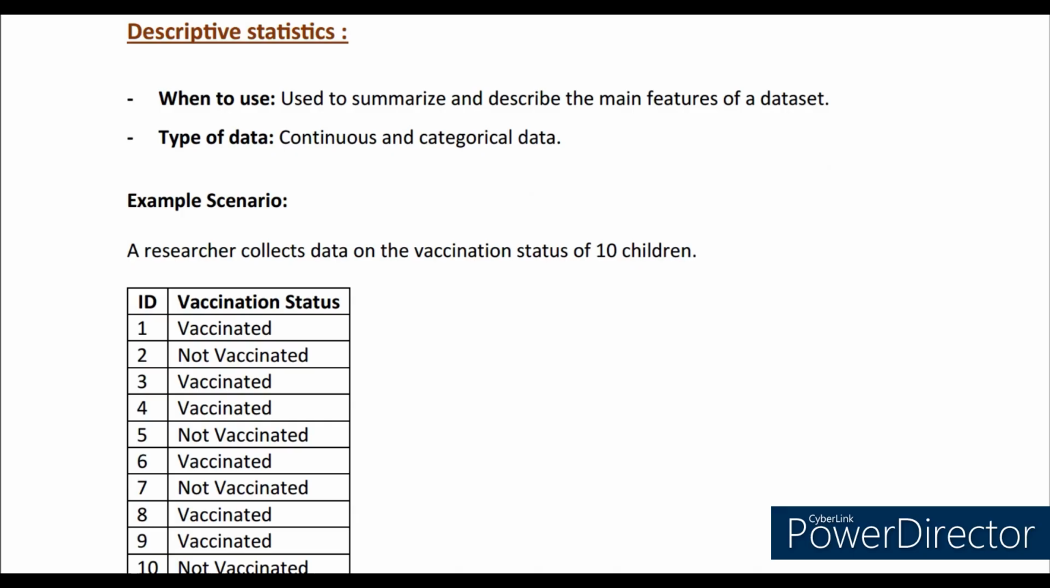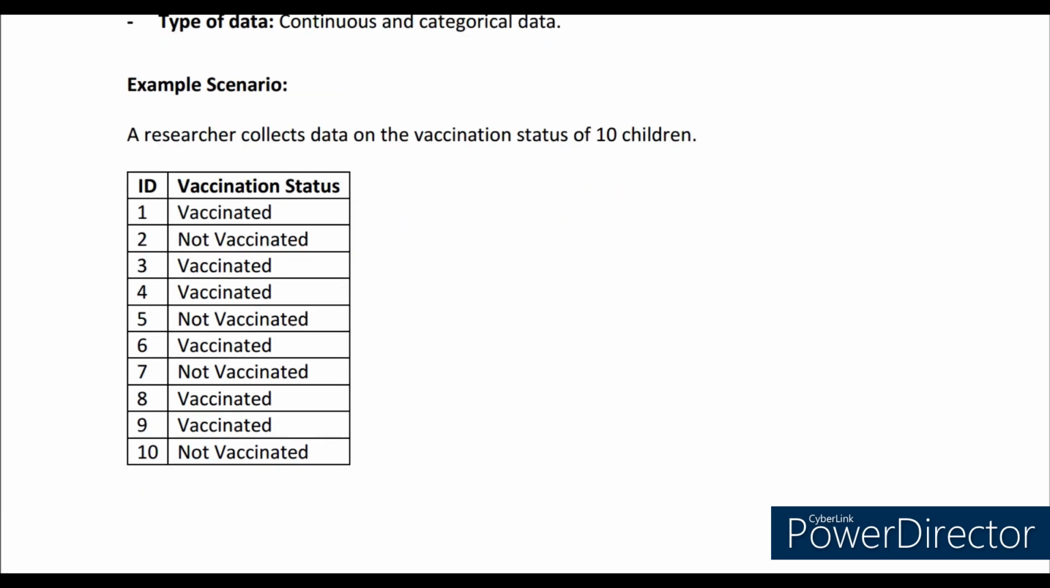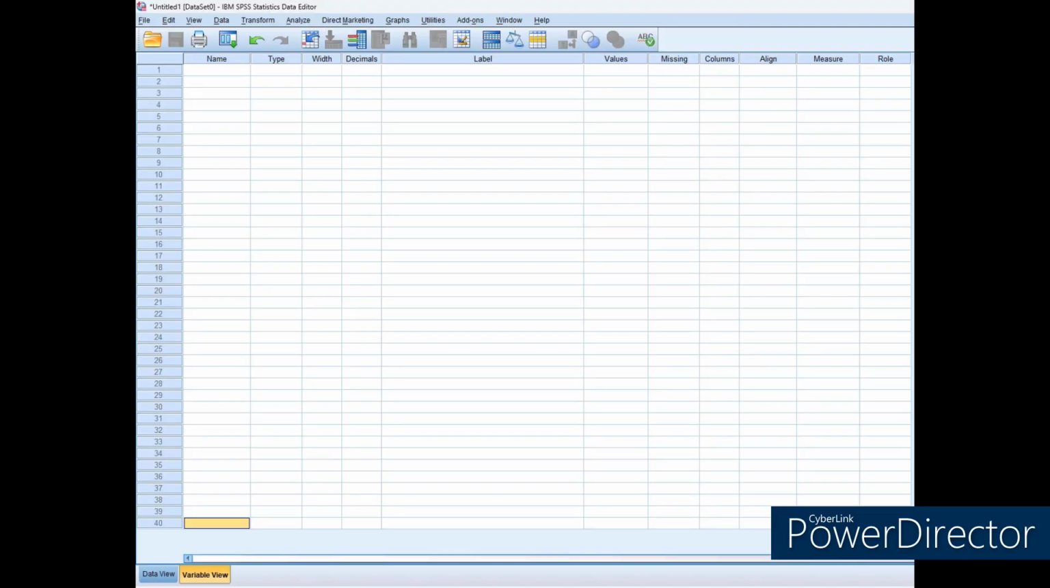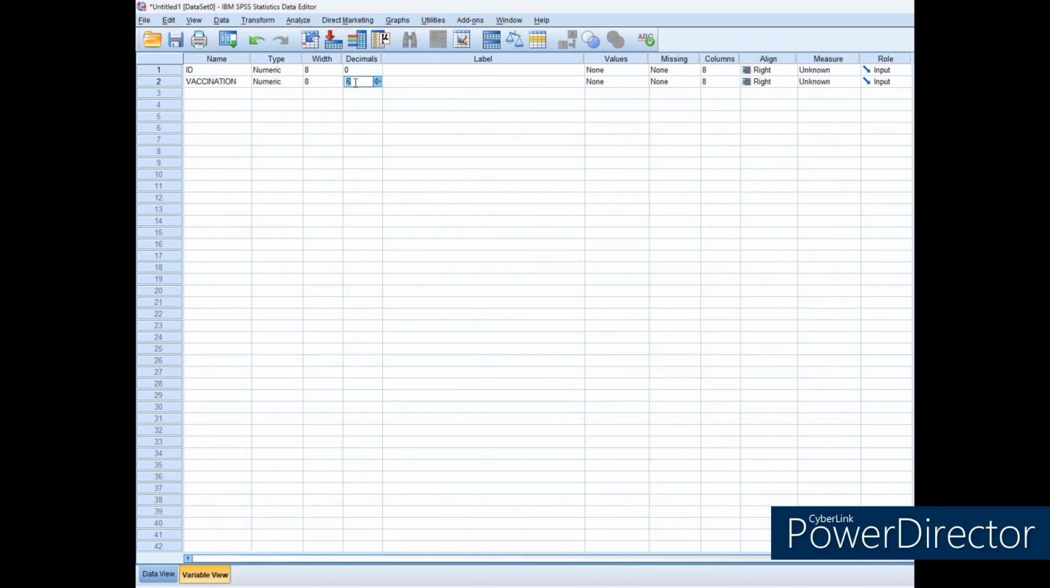We all know that it is used to summarize and describe the main features of a data set. A simple example, a researcher collects data on the vaccination status of 10 children. So the first step we need to do is open the variable view in the SPSS. Then enter the variable names and select SPSS data type, whether it's string or numeric. Then set the decimal to 0 if not needed and enter the label name. For example, for ID, the full name should be something like unique participant identifier.